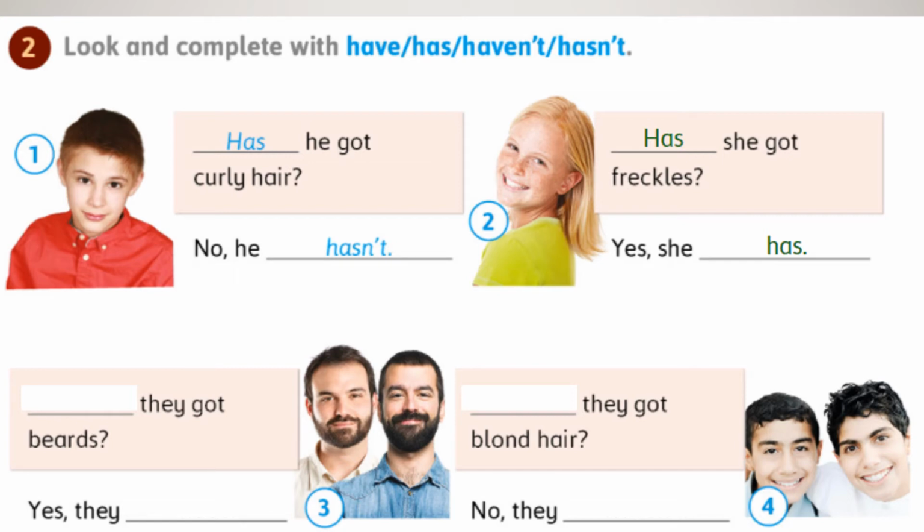Now, picture number 3. We have 2 gentlemen. So, we use have or has. Excellent. We use have because this is plural, more than one. Have they got birds? What do you think? Yes, both of them have birds. So we say, yes, they have. Excellent.